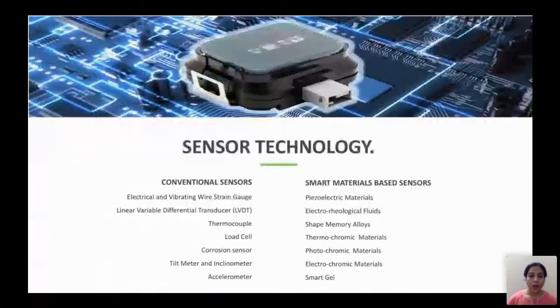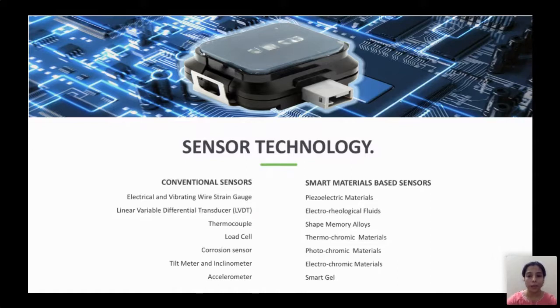Okay, so now we'll see the sensor technology. So here I have considered a list of conventional sensors and smart material based sensors. Conventional sensors, basically they are the ones which are more frequently used in the SHM of the structures. But I'm sure the list is huge. Apart from the ones which I have considered, there are so many sensors which are available in the market.